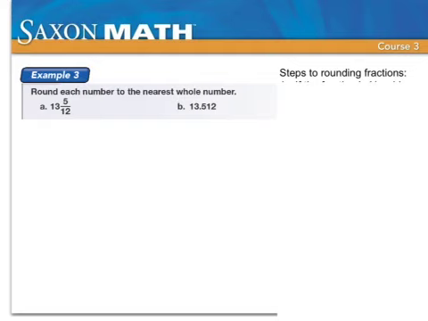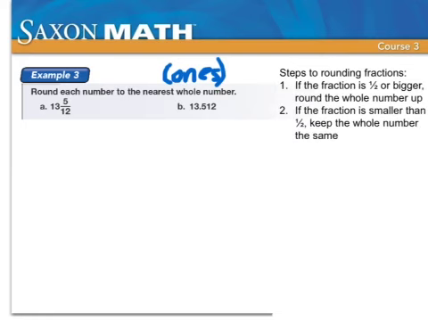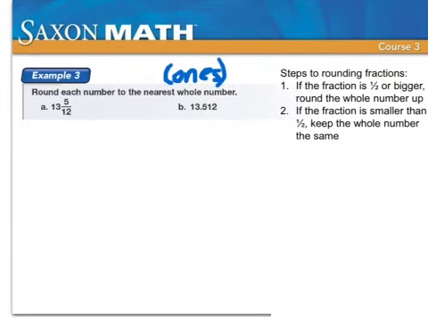First we should talk about what whole number means. The nearest whole number means to the ones place. So we're rounding to the ones place for these. That's what they mean by nearest whole number. Now, steps to rounding fractions, because we've got to know these to do part A. If the fraction is half or bigger, you're going to round the whole number up. And if the fraction is smaller than a half, you're going to keep the whole number the same. So let's rewrite our number here: 13 5/12.